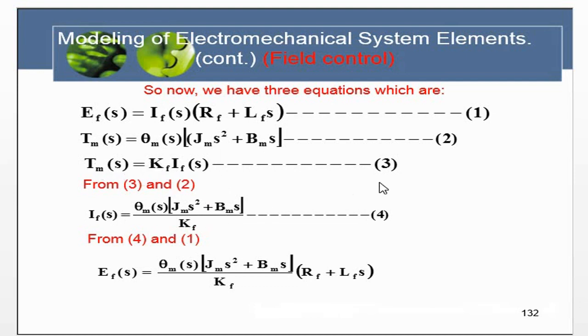Okay, and then from equations 3 and 2, we get E_F from equation 3, that E_F is equal to T_M per K_F, and then for T_M here we substitute the values, and then we get equation 4. From equations 4 and 1, we substitute E_F into equation 1, and then we get this formula.